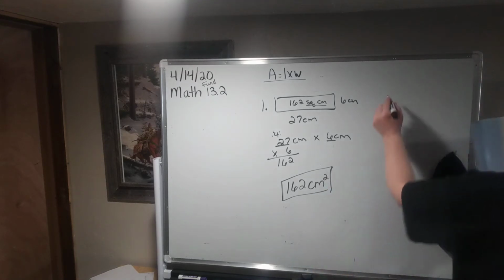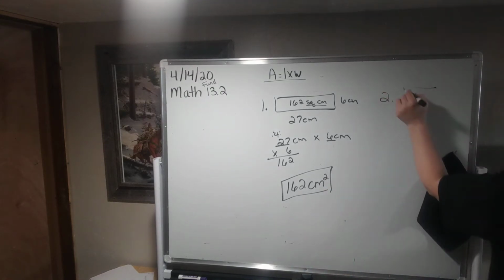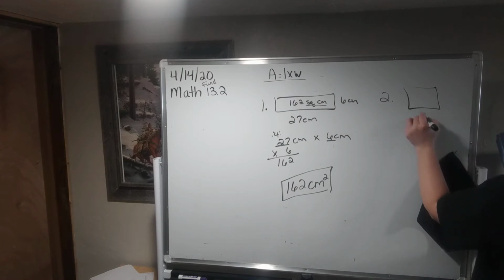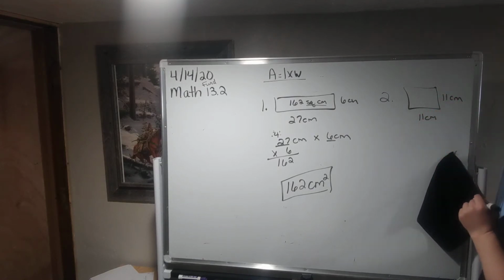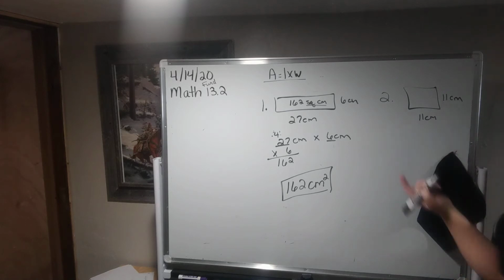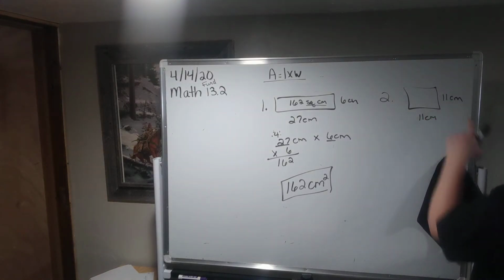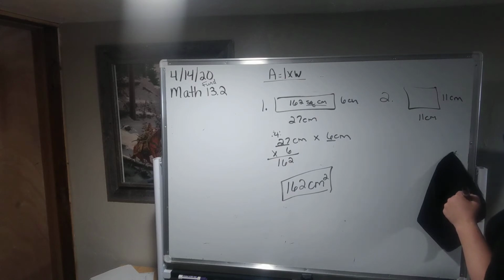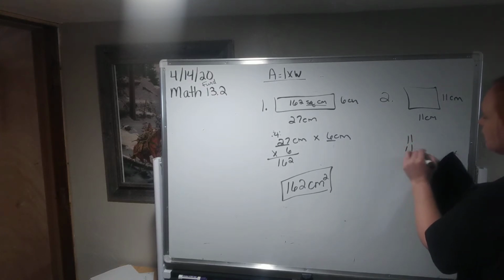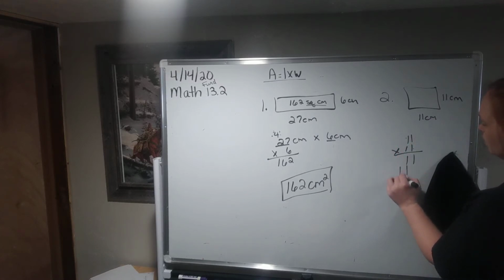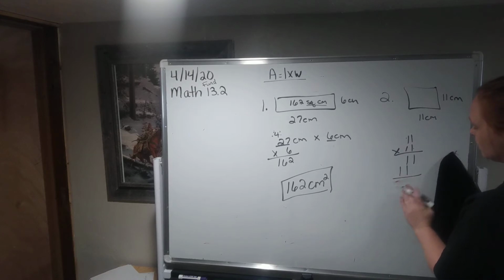Let's look at number 2. Number 2 gives you a square, and the measurements are 11 centimeters by 11 centimeters. Okay, so what are we multiplying? 11 times 11. Anybody remember? Is that 121? 11 times 11. Yep, it was 121. I doubted myself for a second.